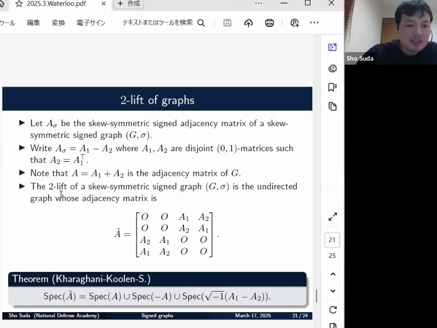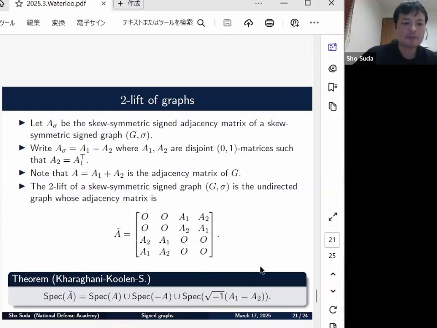And the two-lift of the skew-symmetric signed graph is the undirected graph whose adjacency matrix is defined like this. For example, this is indeed symmetric because if you look at the 1, 3 entry A1 and the 3, 1 entry A2, then as I said, A2 is equal to A1 transpose, so this becomes a symmetric 0, 1 matrix with 0 diagonal. So this is the adjacency matrix for some graph.